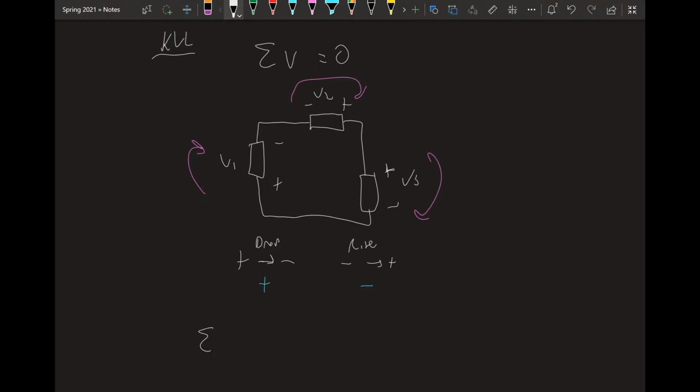So if I'm writing my sum of the voltages around this loop, we're going from a plus to a minus in V1. That's a voltage drop. That's plus V1. We're going from a minus to a plus across V2. That's a rise. That's a minus V2. We're going from a plus to a minus across V3. That's a voltage drop. That's a plus V3, and that equals 0. And then that's Kirchhoff's voltage law. We walked around the loop, and we summed all the drops and rises, and knowing this information, we could now solve various things in the circuit.